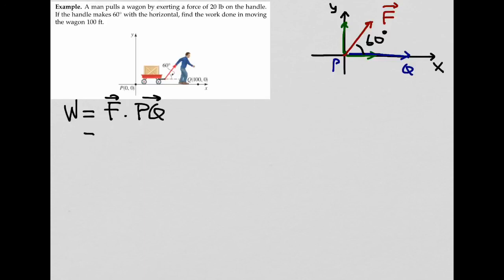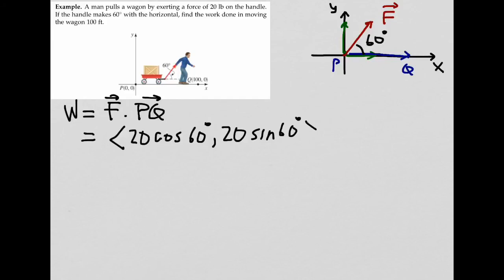So the components of F are as follows: 20 cosine 60 degrees and 20 sine 60 degrees, dot product with the vector PQ, which has components 100, 0. That's because the wagon moves 100 feet in the positive x direction.